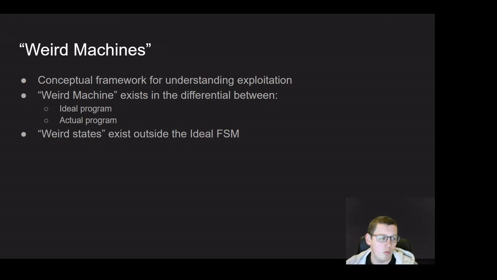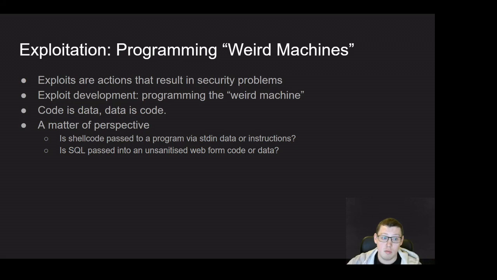So that's the idea of the weird machine. When we are looking at exploitation, we can think of it in terms of actually programming this weird machine. As I was mentioning earlier, it's often hard to distinguish at the processor's level the difference between code and data. So data is code, code is data is an interesting way of thinking about it. It's all a matter of perspective, really.